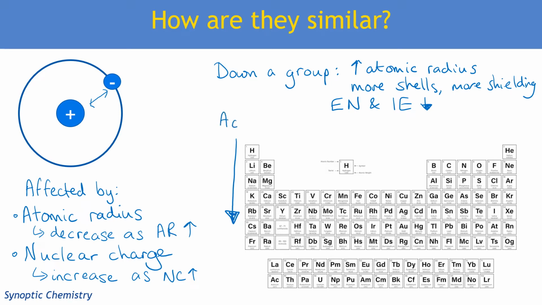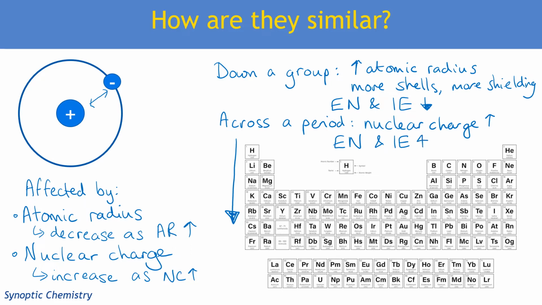Across a period, you have a different thing happening. So atomic radius actually gets smaller across a period, and the reason it does that is because nuclear charge increases. And because nuclear charge increases, but we have the same number of shells, the electrons are generally getting closer because they're more attracted to that nuclear charge, and we've got the same amount of shielding as well. So in general, electronegativity and first ionization energy increase as you go from left to right.